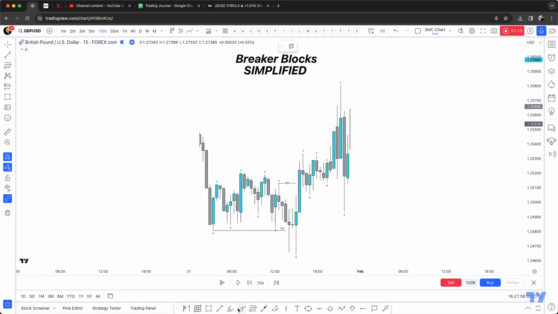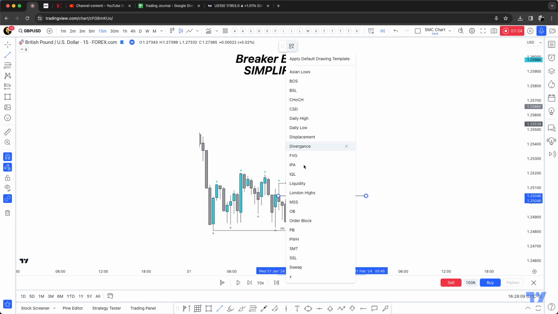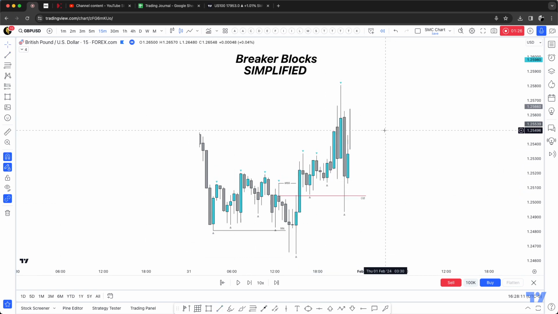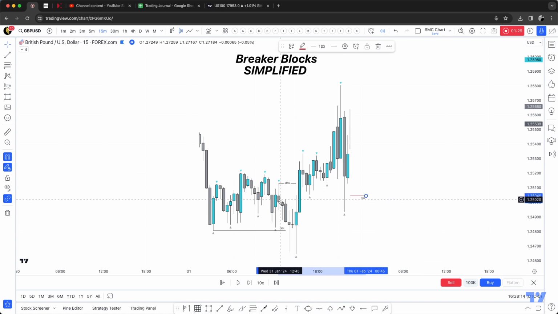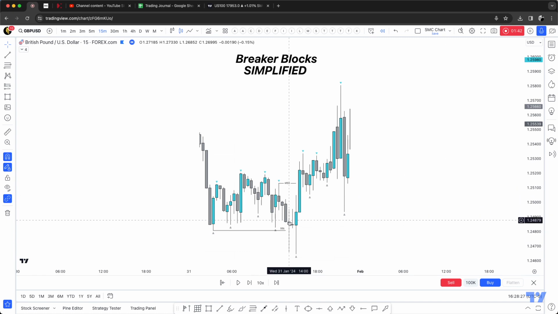So if you've already seen the order block simplified video, make sure to watch it. If you have seen it, you might know that the actual order block is right here. Now, the order block is the series of down close candles right here that caused the sweep. Now, the breaker block is the up close candle before the downside move. In this particular example, there's one candle only, so we're going to mark up only one candle.